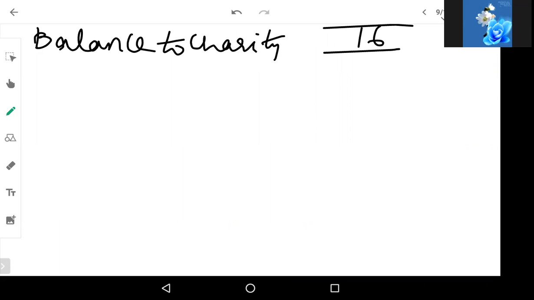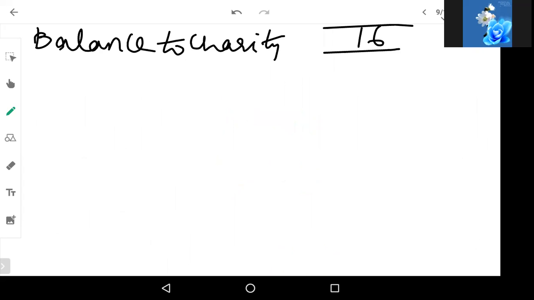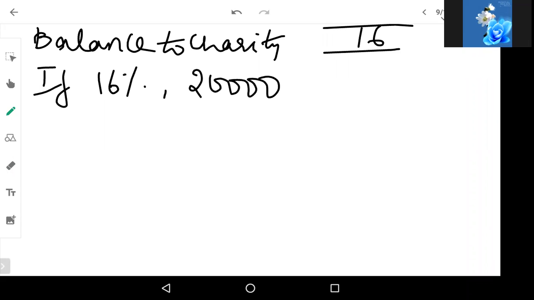Now from 100%, we divided the property among everyone. 20% went to the son, 50% of the remaining went to the wife, 60% of the remaining went to the two daughters, and whatever is left out at the end is going to charity. Now, 16% is going to charity, where he is contributing 20,000 rupees. If 20,000 given to charity is 16% of his total property, now we have to find out for 100% how much. 16% is for charity, the amount of charity is 20,000. Now for 100%, how much?